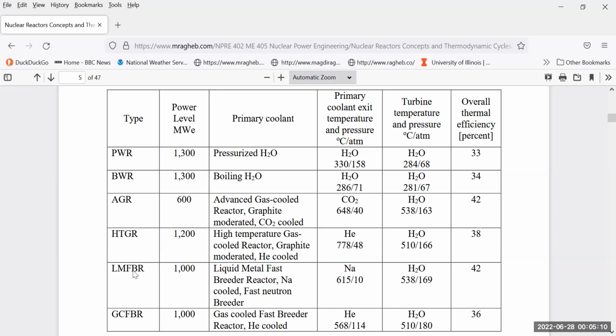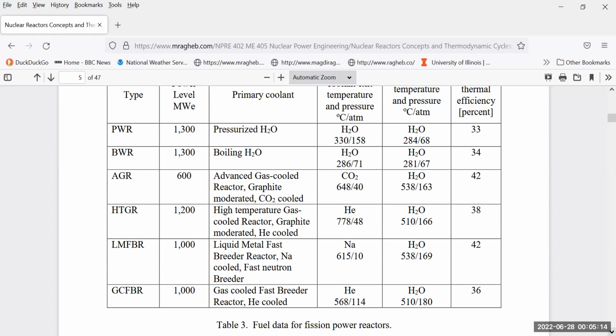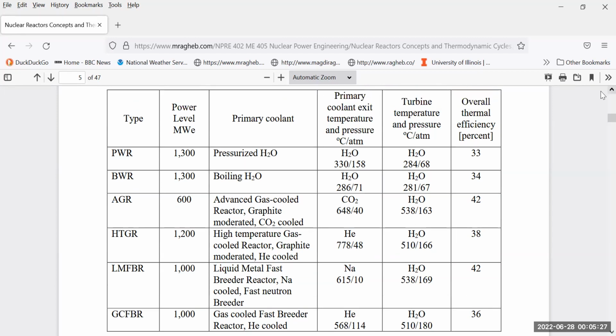The liquid metal fast breeder uses sodium. And there is another design called the gas cooled fast breeder reactor. It is gas cooled, but you don't use graphite as a moderator. And in that case, also helium is used. Let's look at the temperatures that these different systems use.